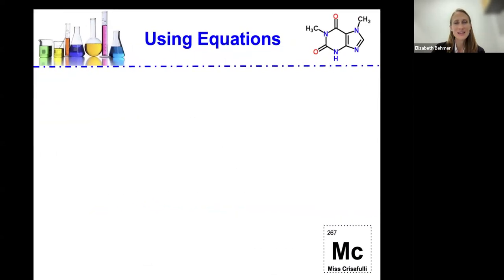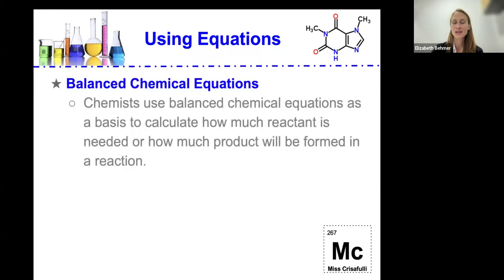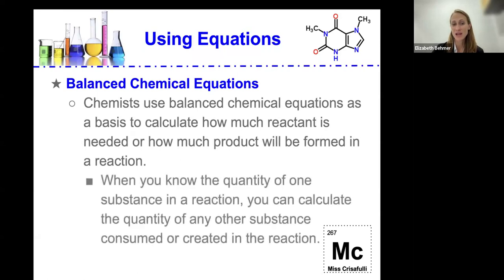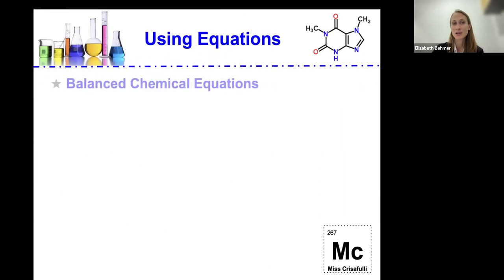So that's kind of a silly example, but it's useful to try to explain how we can use that same concept with chemical equations. So chemists use balanced chemical equations as a basis to calculate how much reactant is needed or how much product will be formed in a reaction. And when you know the quantity of one substance in a reaction, you can then calculate the quantity of any other substance consumed or created in the reaction.